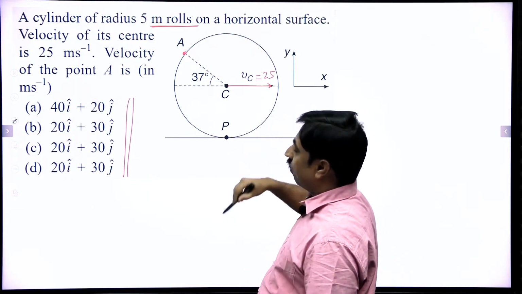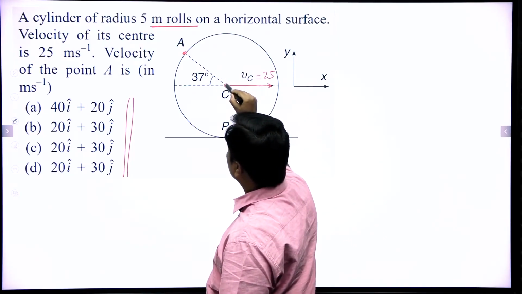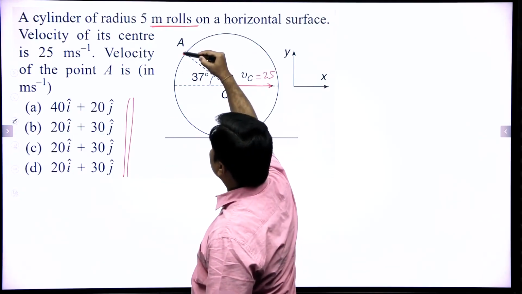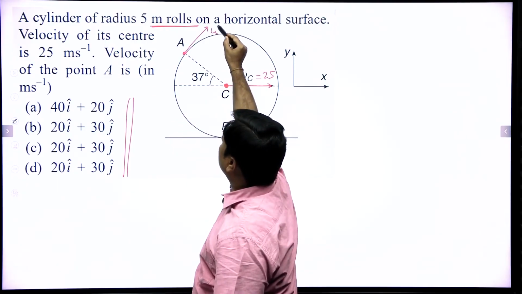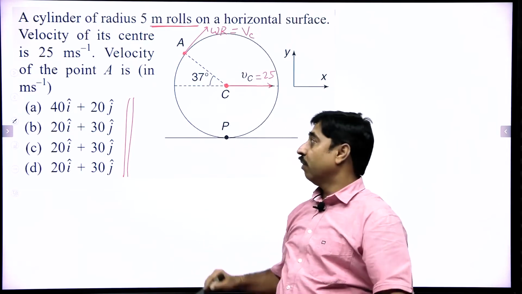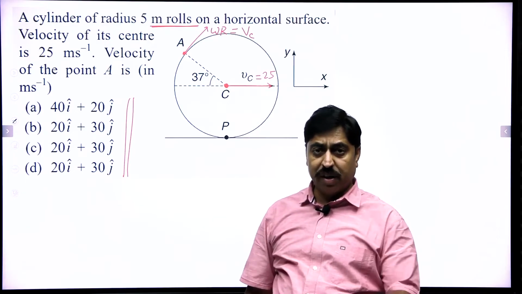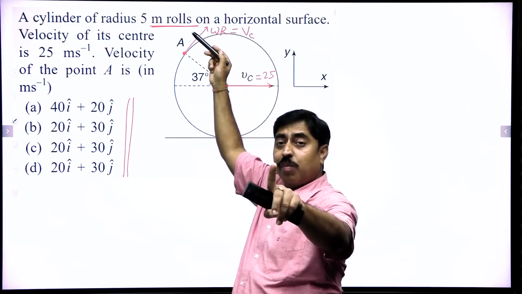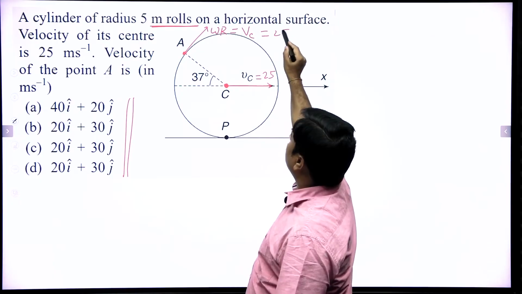This is pure rolling. So if it is pure rolling, then with respect to the center, each and every point is going in a circle. This point A is also going in a circle. That means velocity of point A with respect to the center is omega into r, which is nothing but v. Because it is pure rolling, the velocity of the center must be equal to omega r. Then only this point will stay at rest, instantaneous rest. So velocity of point A with respect to the center of mass is tangential. It is omega r, which is same as Vc, which is 25 meter per second.